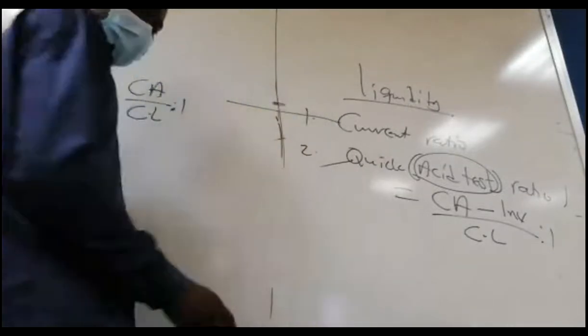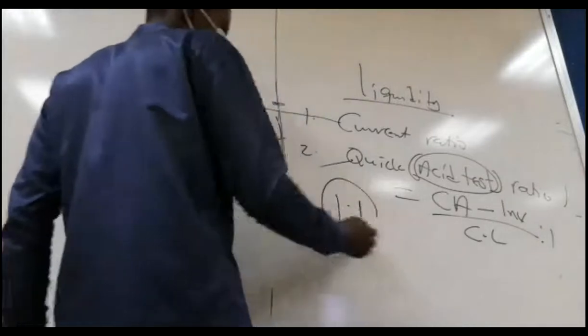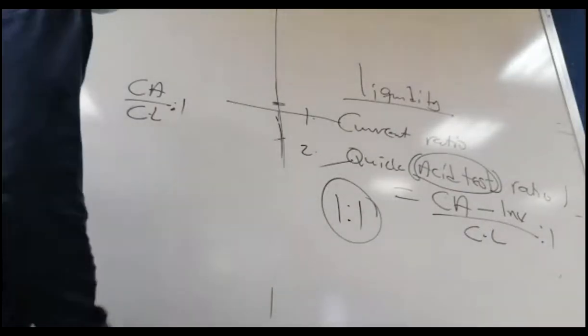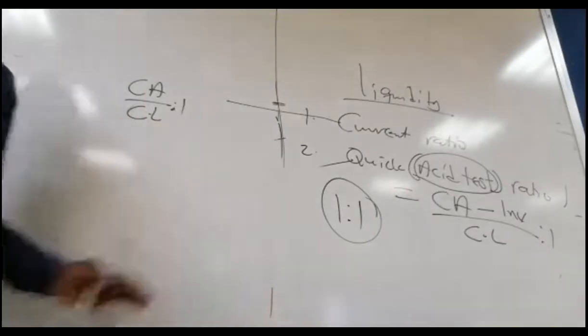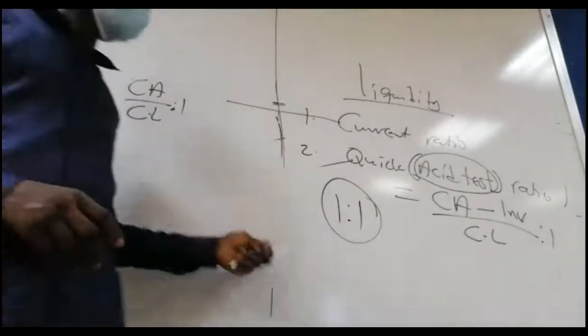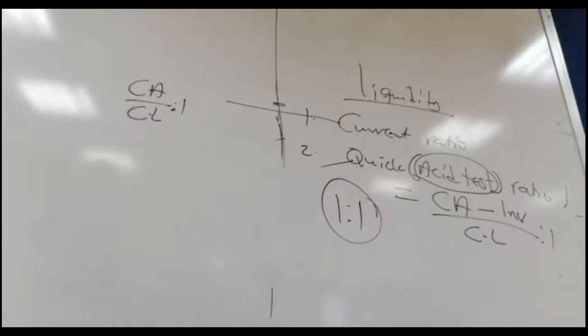Now here the benchmark is 1:1. Again, this benchmark they can also change in the exam question, so check whether they've given it to you or not. So we are done with the liquidity ratios. That's all. So this is the calculation. We are learning the formulas very well, and then at the end of the day, we now provide the reports.